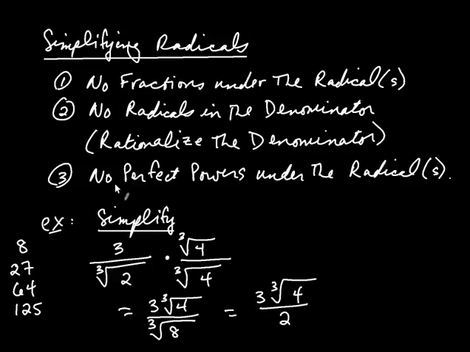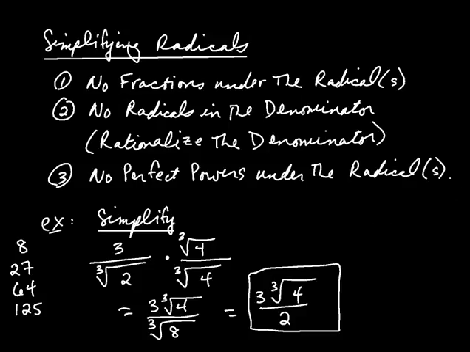And then step 3 says no perfect powers under the radical. Well, this is a perfect power here. 4 is a perfect square, but I'm not worried about that because the index is a 3, and I only have to watch out for perfect cubes under the radical. Okay, so this would be our answer. In other words, for that third step, you only have to worry about what the index is. So no perfect cubes in this case.